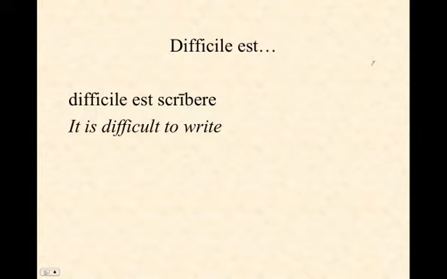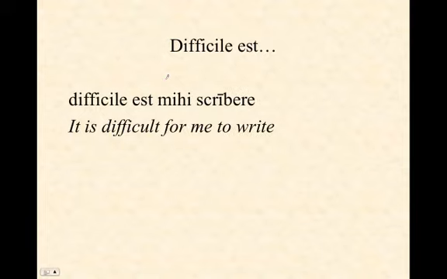If I want to add that it is difficult for someone to write, I'm going to use the dative form of that for someone, for myself, for you, for John, it doesn't matter. And I'm going to put that dative between the verb est and the infinitive of the action that I'm saying it is difficult to do. So in this example, it is difficult for me to write.